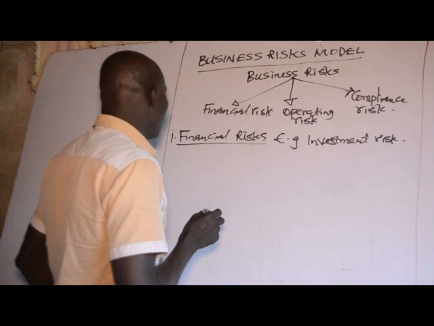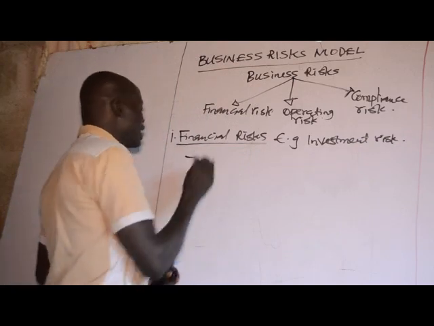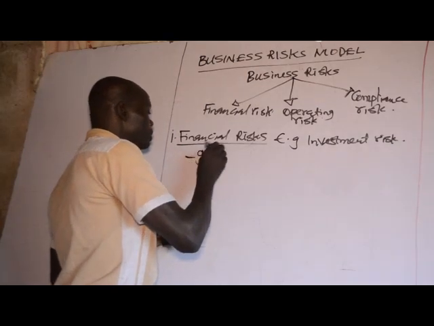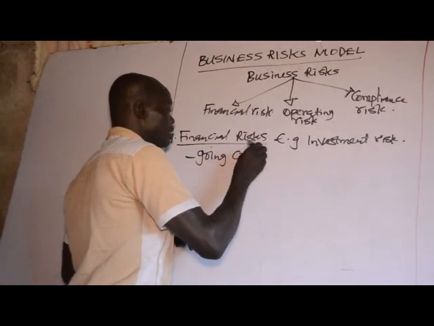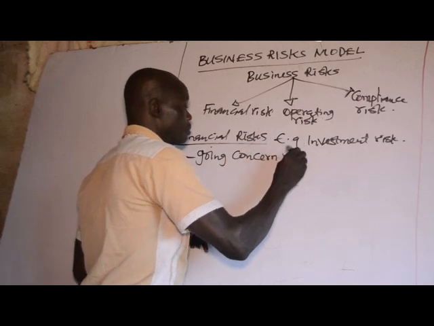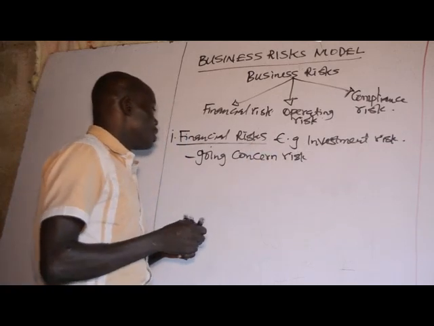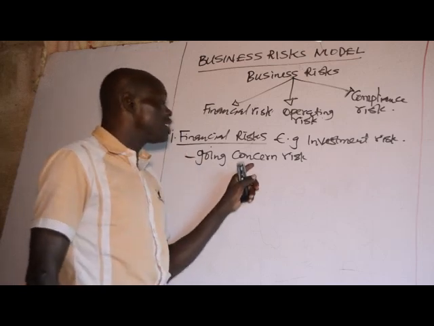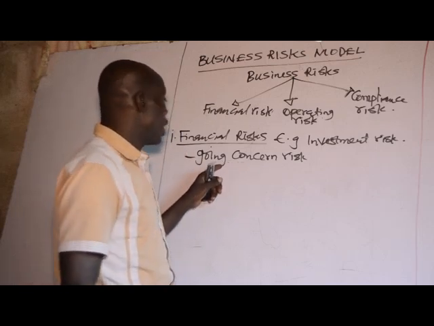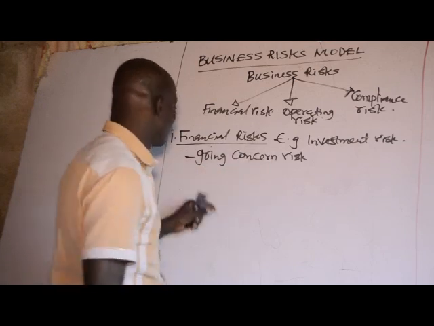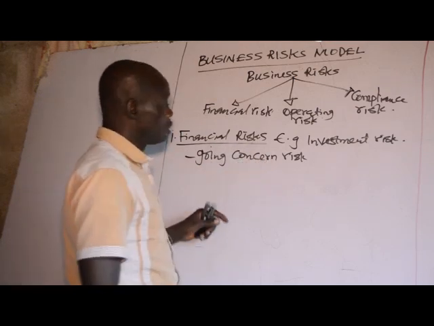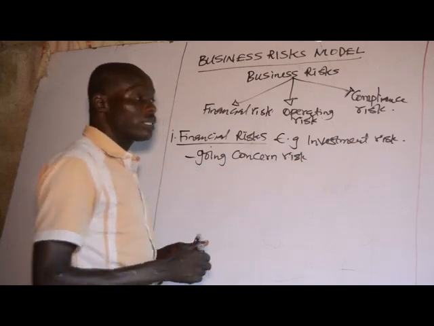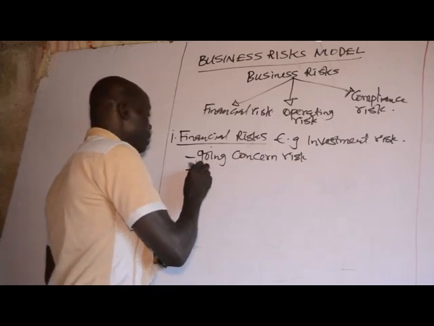So I want to examine different forms of financial risk. Number one is going concern risk. The risk that jeopardizes the chances of the business to exist in the foreseeable future, maybe due to liquidation. Number two, we have the market risk.